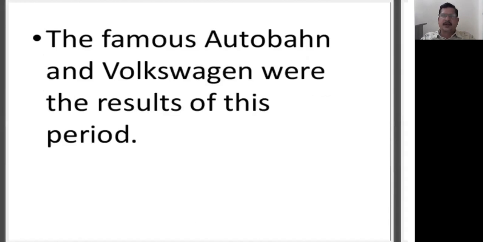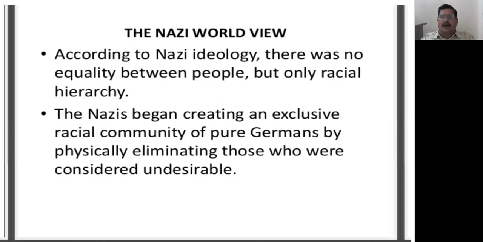So this is his picture. The famous Autobahn and Volkswagen were the result of this period. During this period, a lot of automobile factories were started to create a lot of employment for the people.